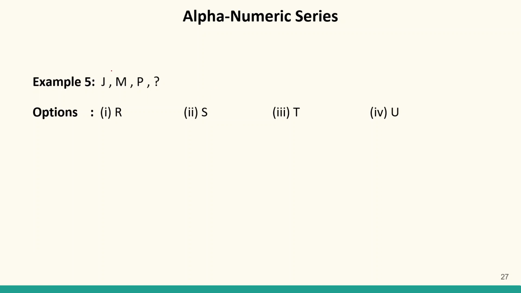Okay, now let us solve this. The rank of M is 13. The rank of P is 16. So I can see there is an increment of 3. We are adding 3 ranks. Similarly, we will add 16 plus 3. We will find the 19th forward rank.